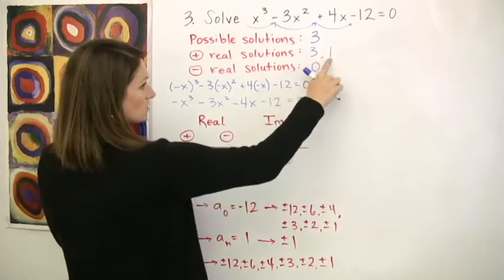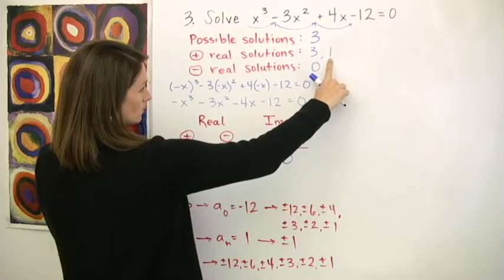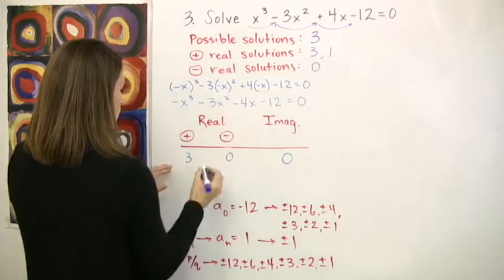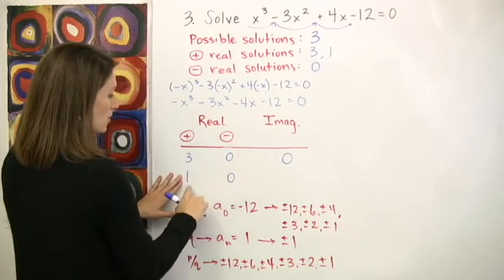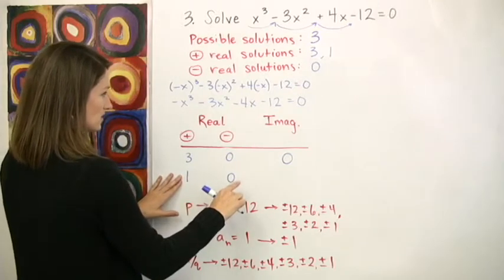Now, if we were to go to this 1 positive real solution possibility, we would put 1 here. We still have 0 negative solutions, but that leaves 2 remaining solutions to find.